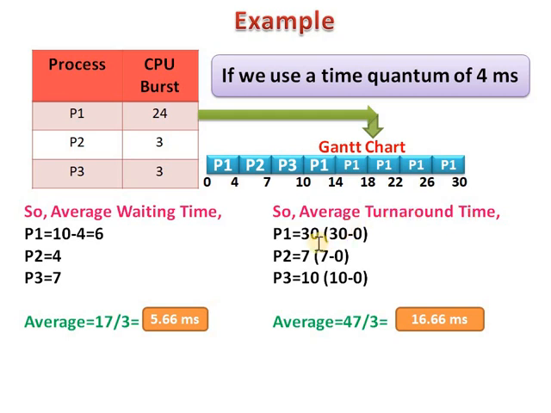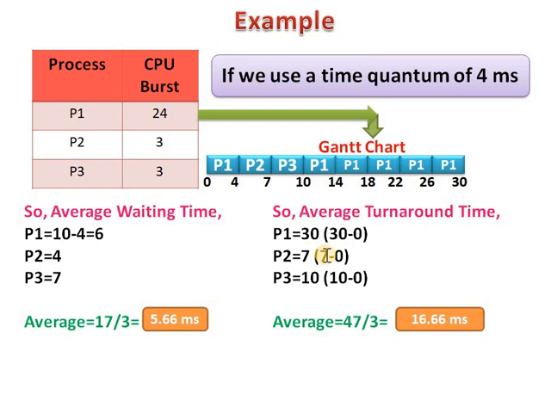The turnaround time for process P1 is 30, because at 30 milliseconds the process P1 execution ended. It successfully executes. So here the turnaround time is 30. Next, for the P2 process, it is 7. How is the turnaround time represented?